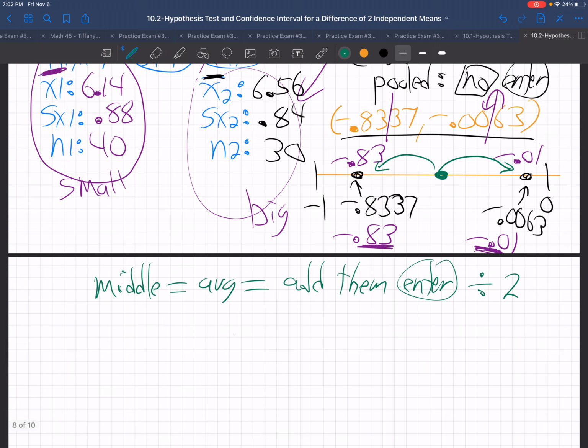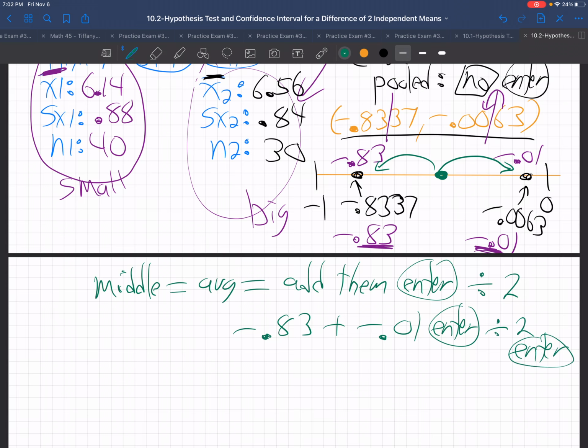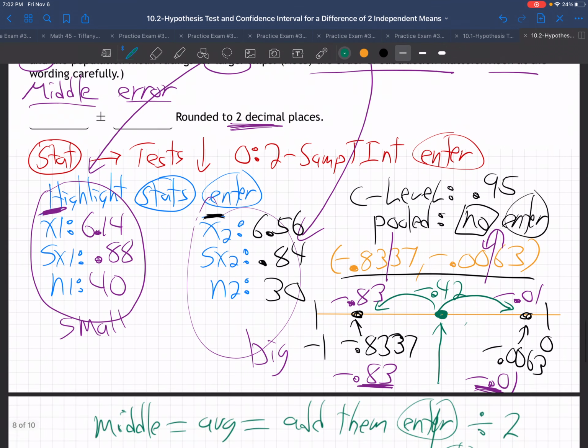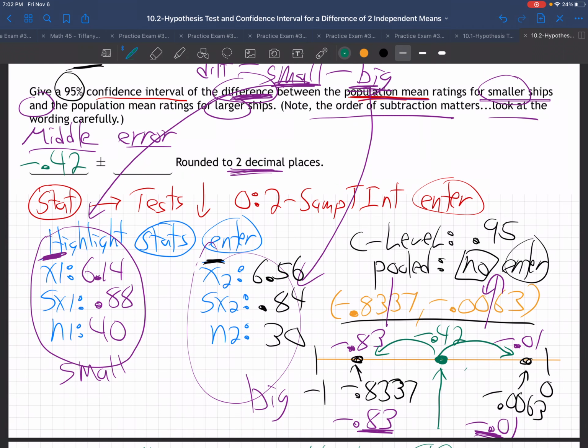Right, so I'm going to take the negative 0.83 plus negative 0.01, hit enter, divide by 2, and hit enter again. And we'll see what I get. Negative 0.83 plus negative 0.01 equals divided by 2. I'm getting negative 0.42. So that means the middle is negative 0.42.